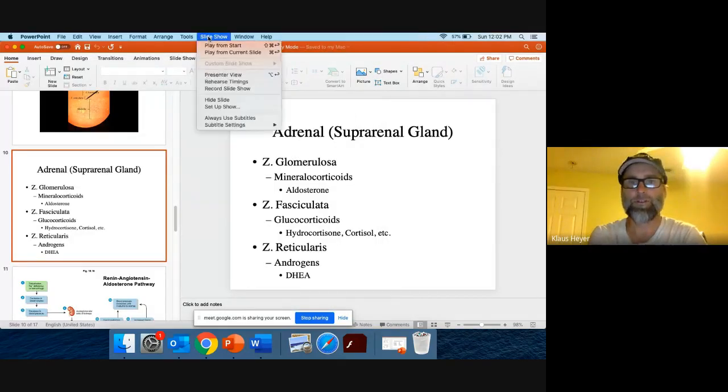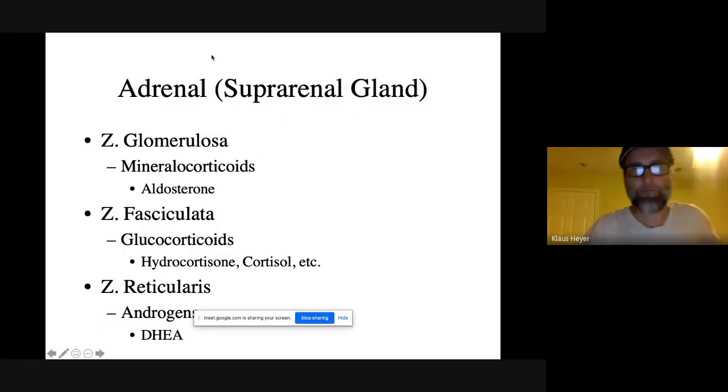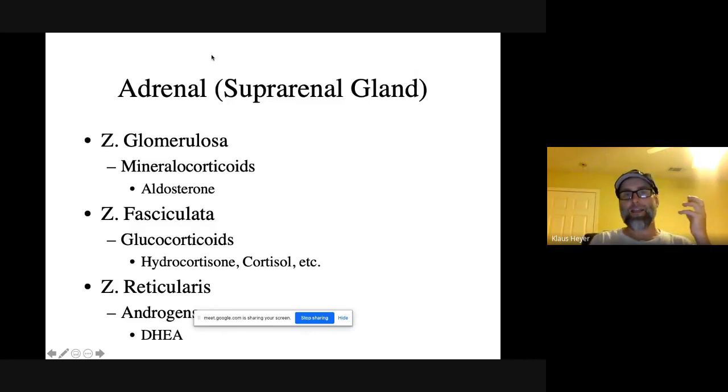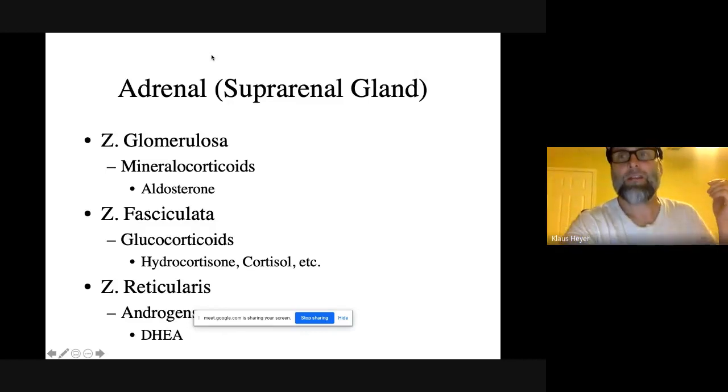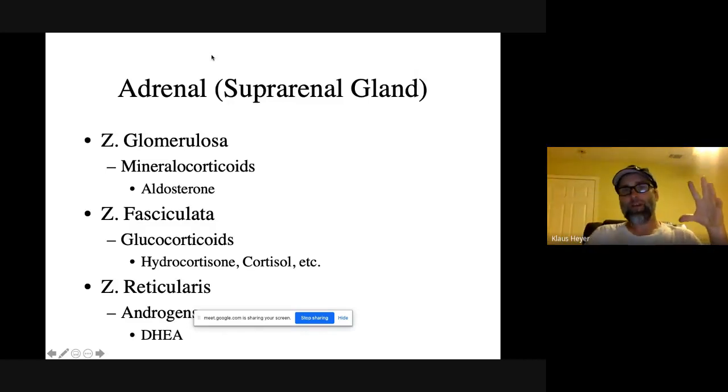All right, I wanted to go into the adrenal gland. So the adrenal gland sits on top of the kidneys. I look at the adrenal gland like a Twinkie, right? So it's got a wrapper around it. It's got a cake, and then it's got the creamy filling.